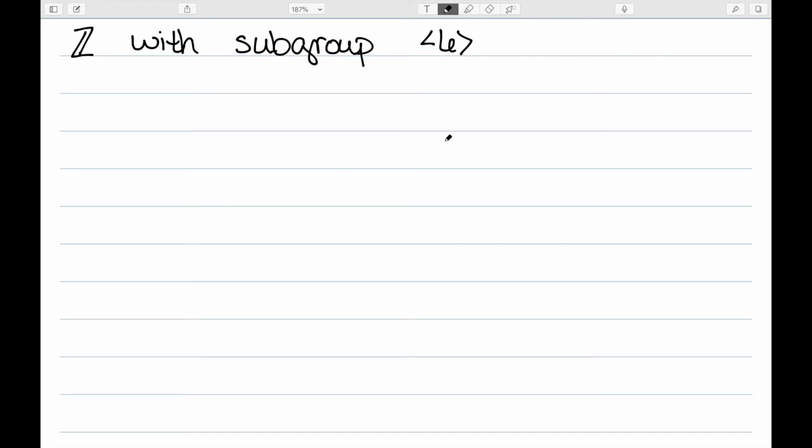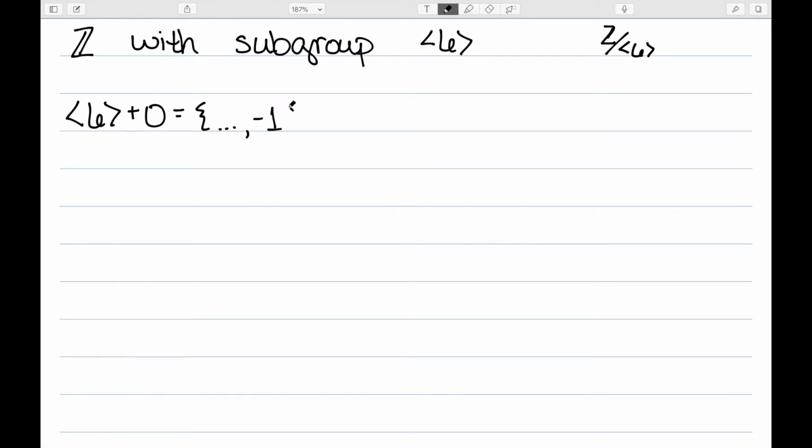Let's consider the integers as my group, and I want to consider the normal subgroup, that is the cyclic group generated by 6. So I want to consider Z mod the group generated by 6. Let's think about what these elements actually look like. Well, they're the cosets. So I could have the subgroup plus 0.